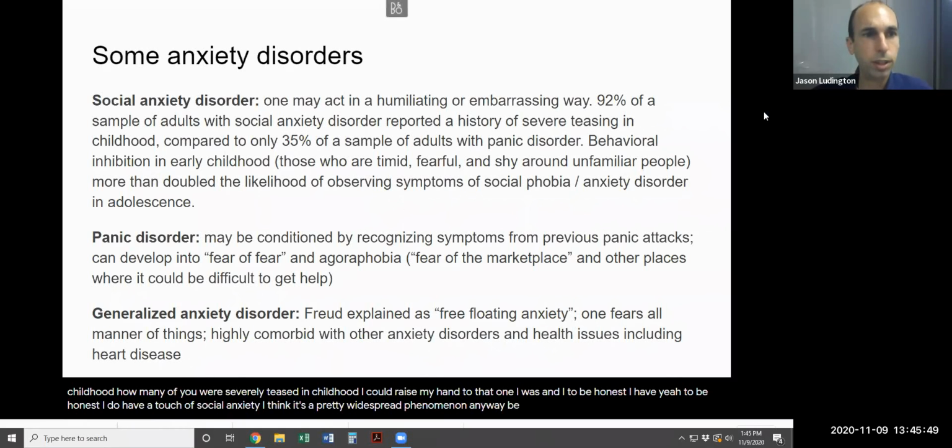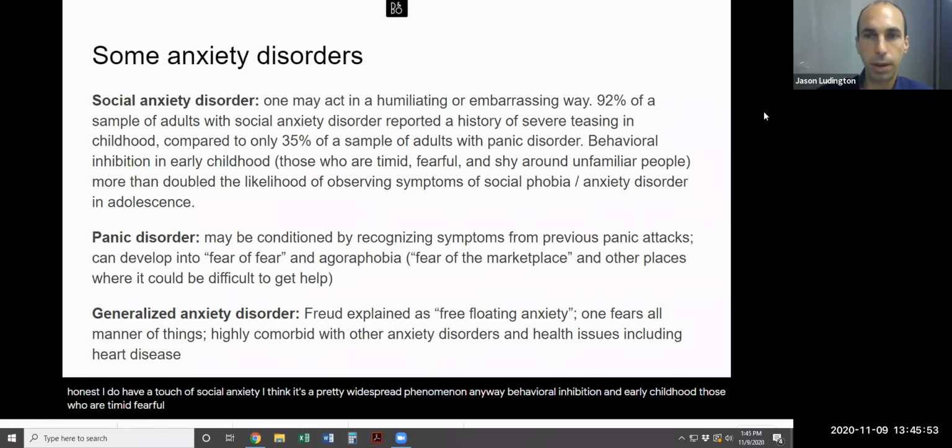Anyway, behavioral inhibition in early childhood, those who are timid, fearful, shy around unfamiliar people, more than doubles the likelihood of observing symptoms of social anxiety, also called social phobia, in early adolescence. That was just one study.